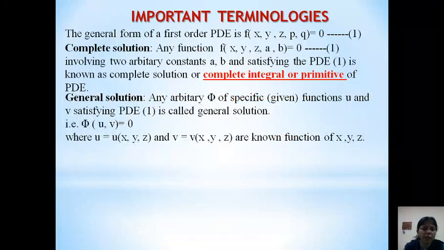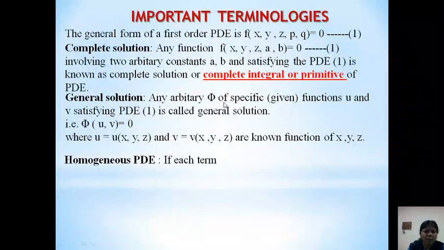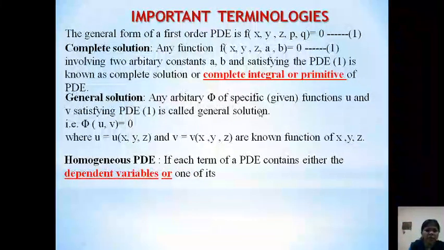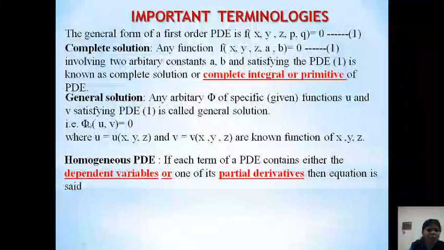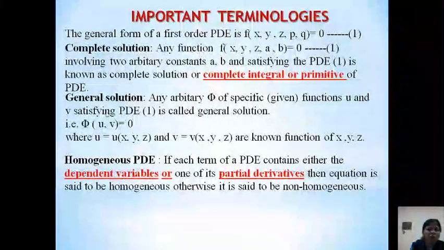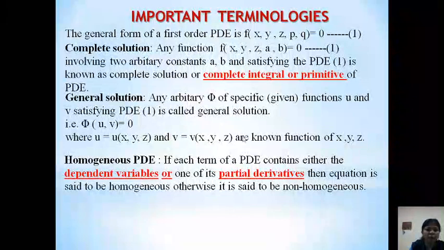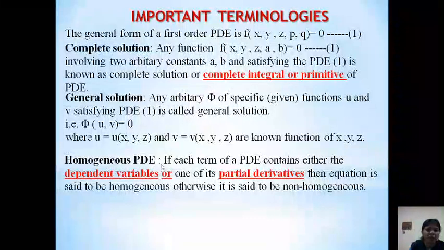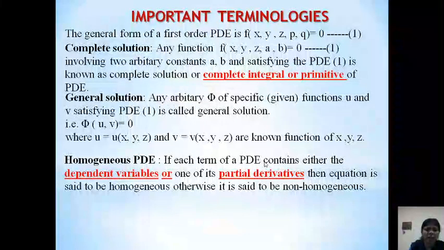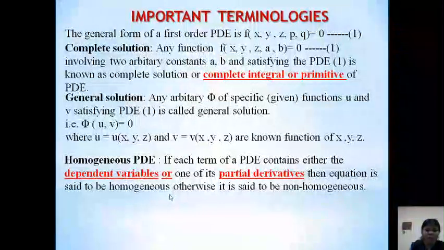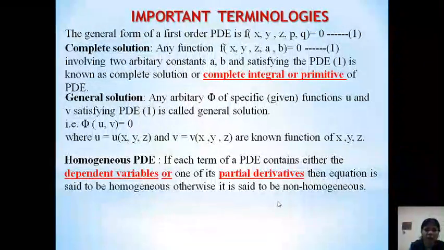Now what does it mean by general solution? Any arbitrary function phi of the specific given functions is called the general solution. Here I am denoting the general solution by phi, and the independent solutions are u and v, right? So phi(u, v) = 0 is called the general solution. Here u and v are known functions of x, y, z. Now what does it mean by homogeneous partial differential equation? If each term of a partial differential equation contains either the dependent variable or one of its partial derivatives, right, then such equations are said to be homogeneous, otherwise it is said to be non-homogeneous.